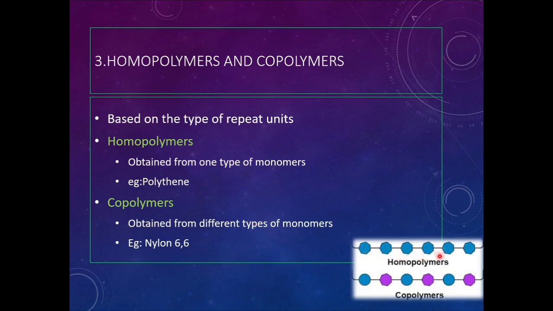So this is an example for a homopolymer. Example is polythene. In polythene, the monomer unit is ethylene. So when ethylene combines, you will get polythene.